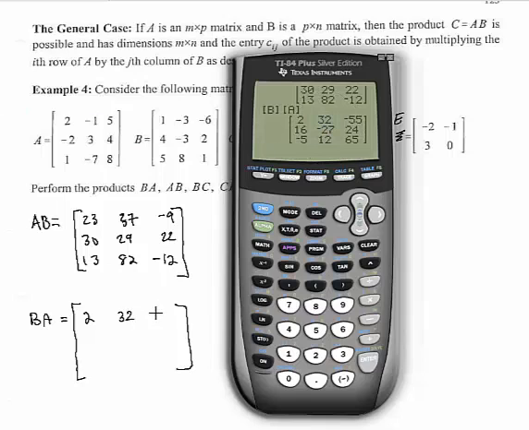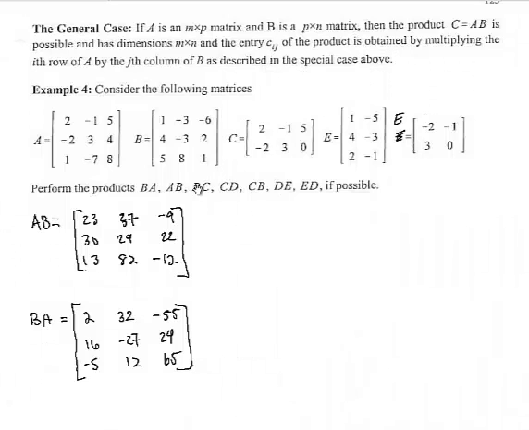32, negative 55, 16, negative 27, 24. All the numbers are turning out different. 12 and 65. Okay, and I'll just leave it up to you to run through the rest of them.